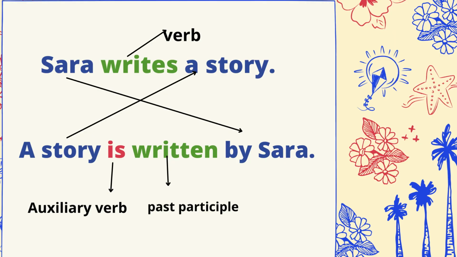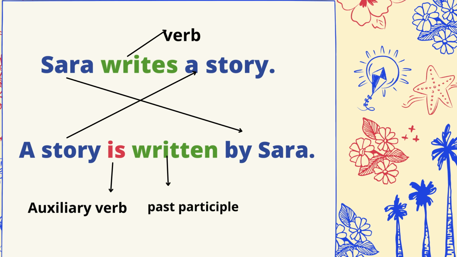Now let's see here. Look at this example. Sarah writes a story. This is an active sentence. Sarah is the subject, writes is the verb in the present simple tense, a story is the object. In order to change this active sentence into a passive sentence, we are going to take the object from the active sentence and use it as the subject for the passive sentence.